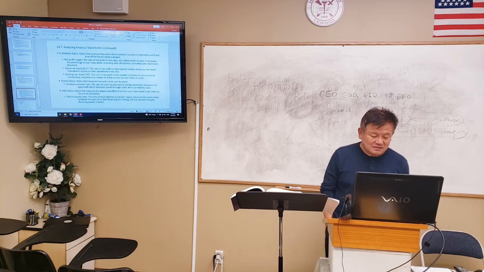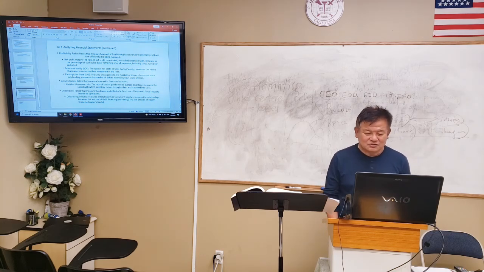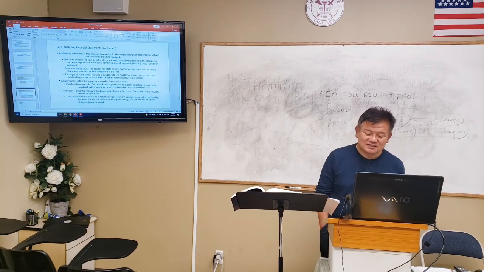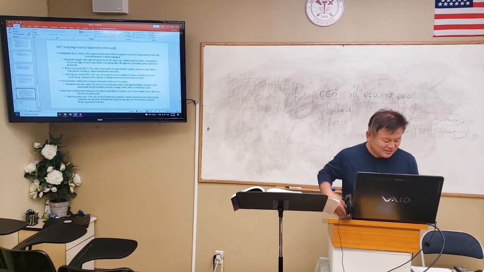And the other analysis in financial statements is activity ratio. Activity ratio means it's a ratio that measures how well a firm uses its assets. Okay, the other one is inventory turnover ratio. The ratio of cost of goods sold to average inventory measures the speed with which inventory moves through a firm and is turned into sales. This is for activity ratio. Just know that activity ratio, that's it.